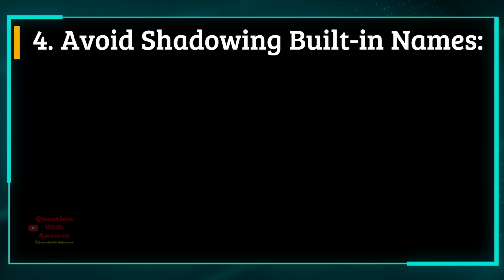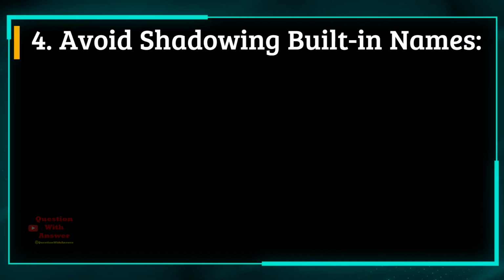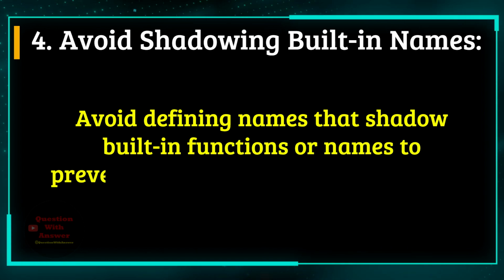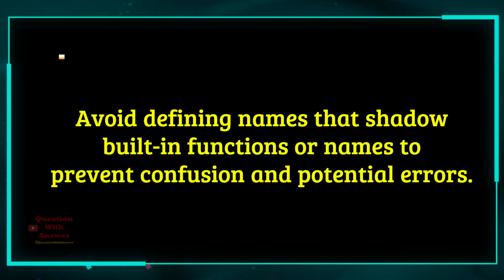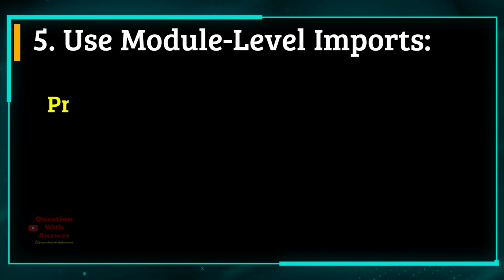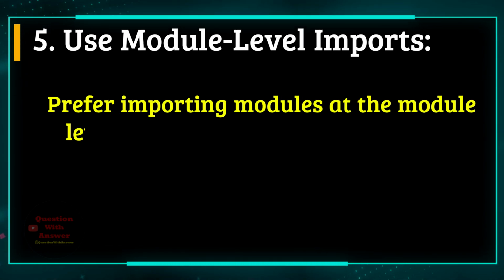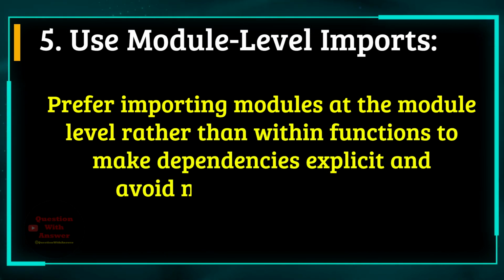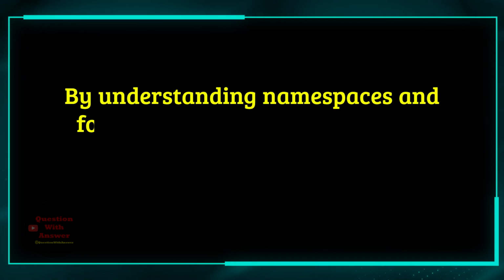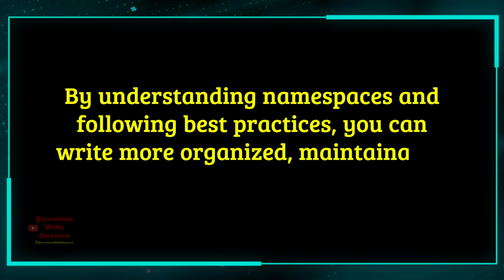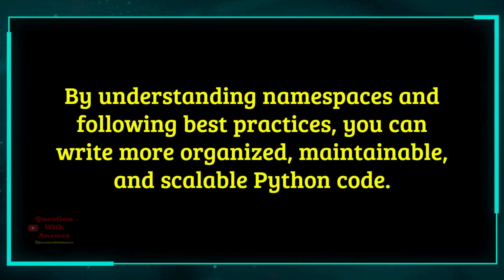4. Avoid shadowing built-in names. Avoid defining names that shadow built-in functions or names to prevent confusion and potential errors. 5. Use module-level imports. Prefer importing modules at the module level rather than within functions to make dependencies explicit and avoid namespace pollution. By understanding namespaces and following best practices, you can write more organized, maintainable, and scalable Python code.